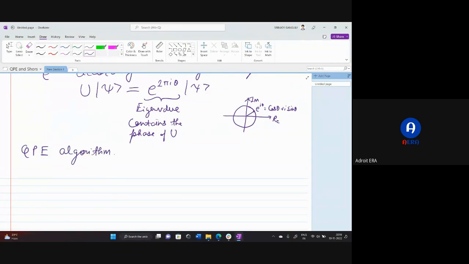QPE algorithm uses two registers. By this time you are already aware what registers are, and you have seen Deutsch-Jozsa, Bernstein-Vazirani, Simon's, and several algorithms. You have now seen all those algorithms.